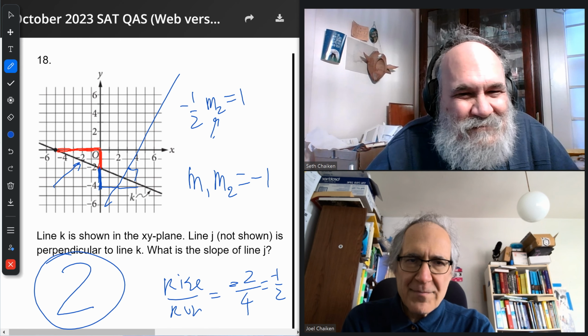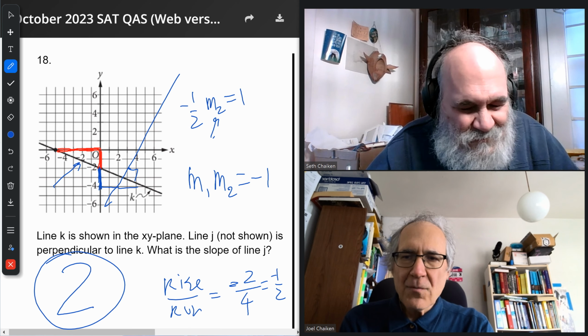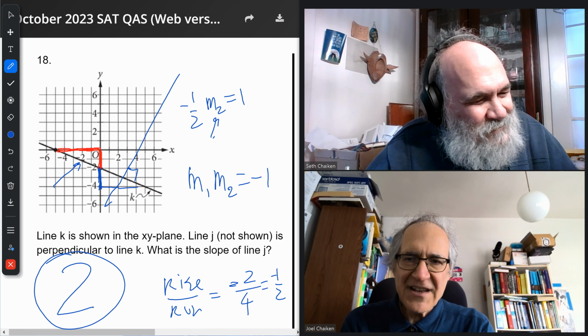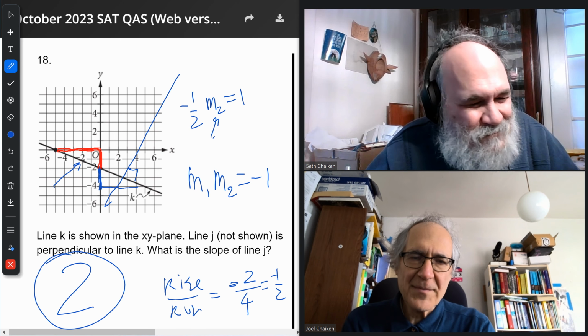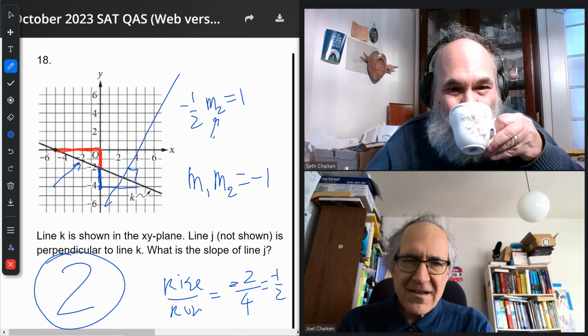Very straightforward problem. But you do have to know how to calculate the slope of a line, and you do have to know what the relationship is of the slopes of perpendicular lines. So, what do you think, Seth?